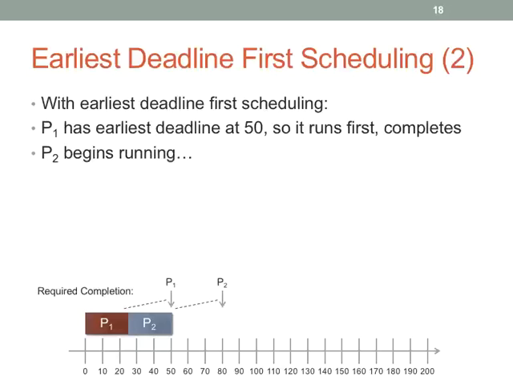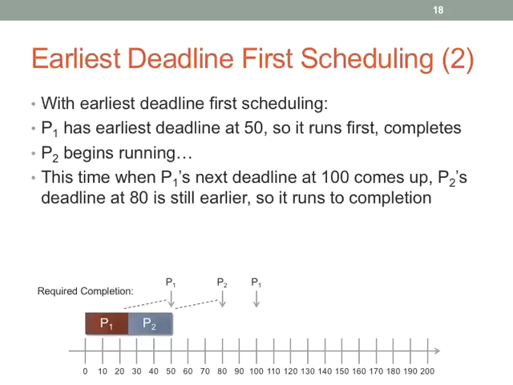Now P2 starts running, and we hit the point where P1's window opens again because we passed 50 clocks, and now P1 has to finish before we reach 100 clocks. But now we have two processes, P2 for its first deadline and P1 for its second deadline. You see that P2's deadline is still closer. So P2 is still higher priority at this point, and it gets to run to completion.